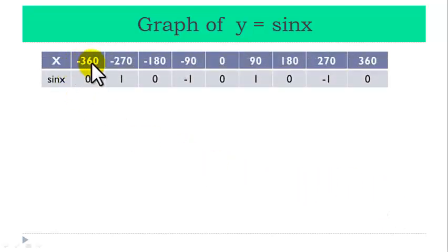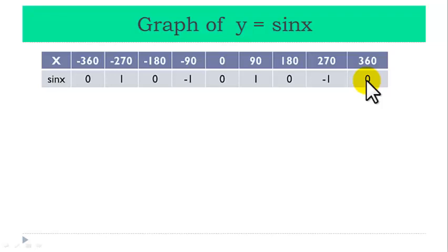For x equals minus 360, sine x is 0. For x equals minus 270, sine x is 1. For x equals minus 180, sine x is 0. For x equals minus 90, sine x is minus 1. For x equal to 0, sine x is 0. For x equal to 90, sine x is 1. For x equals 180, sine x is 0. For x equals 270, sine x is minus 1. And for x equals 360, sine x is 0.